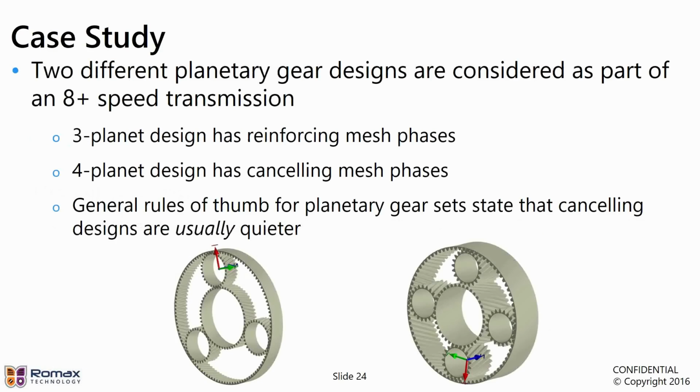So the situation in this gearbox is like this. We've got 2 different competing designs for a planetary gear set. There are a number of gear sets in this gearbox. We're just looking at one of them, and we're comparing 2 different designs. One is a 3-planet design, which has reinforcing mesh phases, i.e. the torques add up, and one is a cancelling design, a 4-planet design that nominally cancels mesh phases. Generally, in most situations, particularly in this type of transmission, we expect cancelling designs to be quieter than reinforcing designs because they tend to be more sensitive to torsional vibrations than radial vibrations.